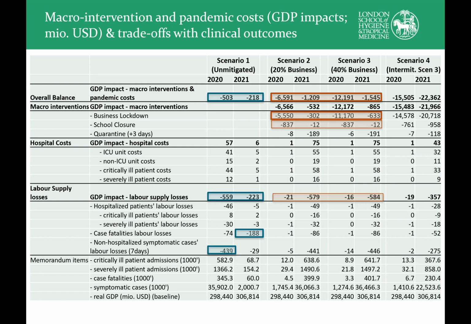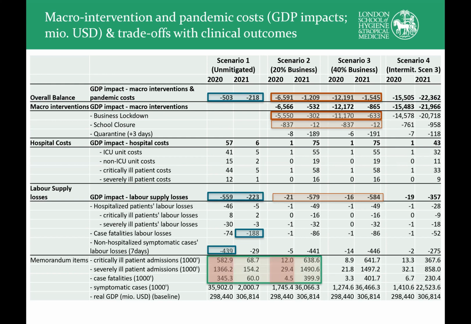Also, we can see that the 40% business closures approximately double the impacts as well. So we can see that this has very substantial macroeconomic impacts. However, what we like to do with our models is, as I said, we output the health impacts alongside the macroeconomic impacts. And that's what we can see at the bottom here.